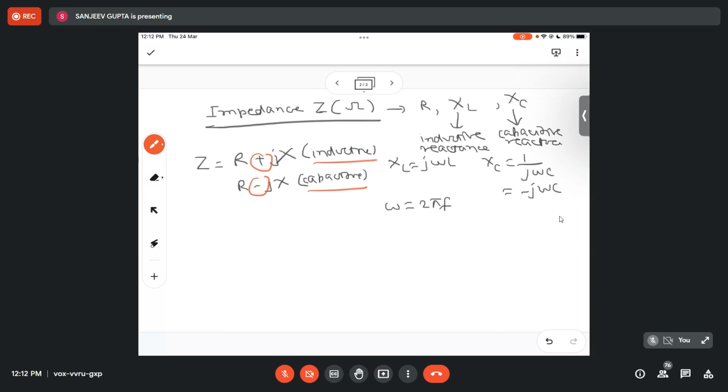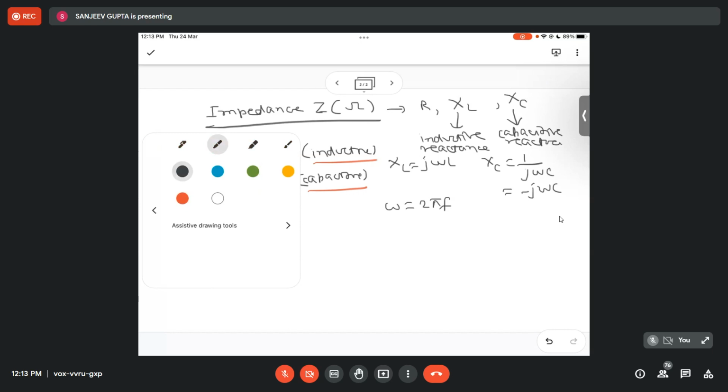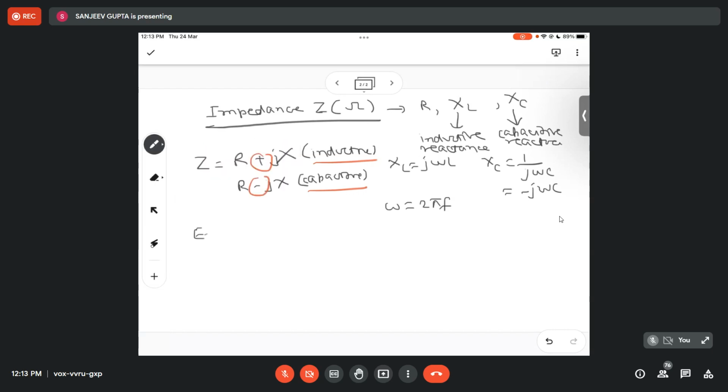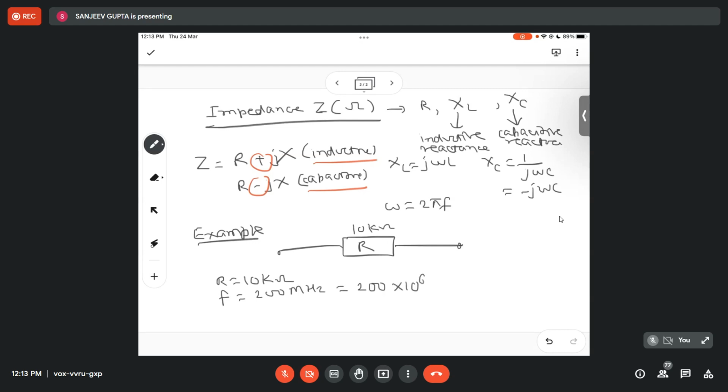Let's understand through one example. As I said, I always appreciate one example. So let's take, I simply pick a resistor. I have a metal film resistor, let's say a simple common resistor, and it has two leads. Now let's say this resistor is 10 kilo ohm. So this is 10 kilo ohm that is given to me. And I want to use this resistor, let's say at 200 megahertz, not very high frequency, but let's see what happens even at megahertz. So it becomes 200 into 10 to the power 6 hertz.